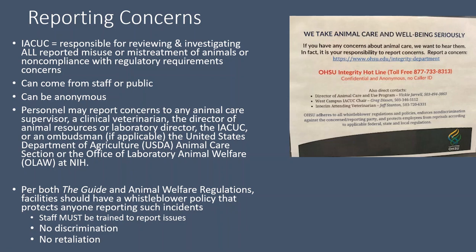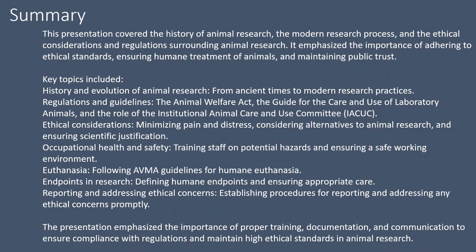Summary: this presentation covered the history of animal research, the modern research process, and the ethical considerations and regulations surrounding animal research. It emphasized the importance of adhering to ethical standards, ensuring humane treatment of animals, and maintaining public trust. It also emphasized the importance of proper training, documentation, and communication to ensure compliance with regulations and maintain high ethical standards in animal research. That wraps up the Chapter 2 content.